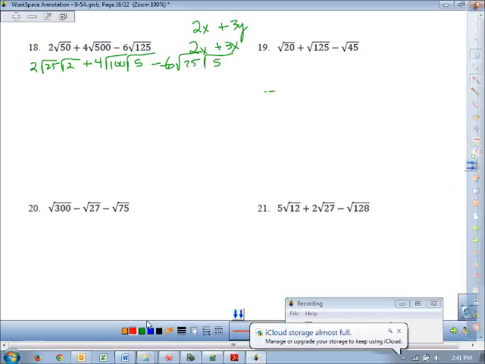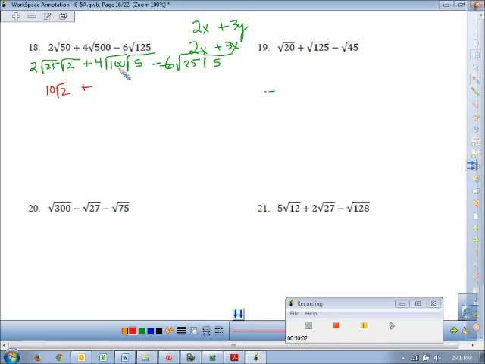Now I'll do a little bit of double cleanup. I know that the square root of 25 is 5. Take it times 2 more, and then you get 10 square roots of 2. Plus square root of 100 is 10. Take it times that 4, and you get 40 square roots of 5 minus 30 square roots of 5. Y'all cool with where the 30 came from?